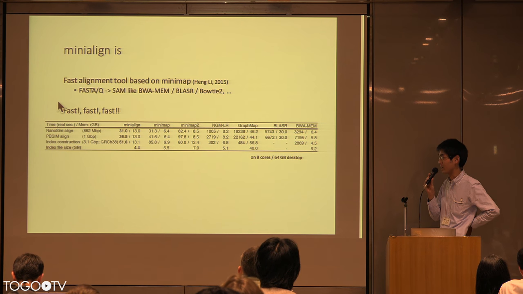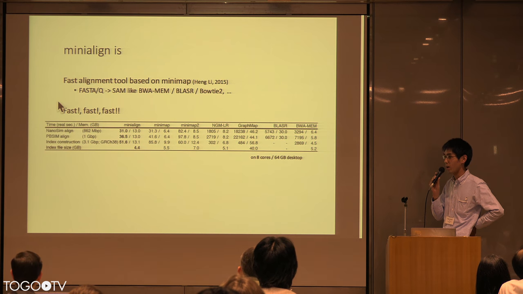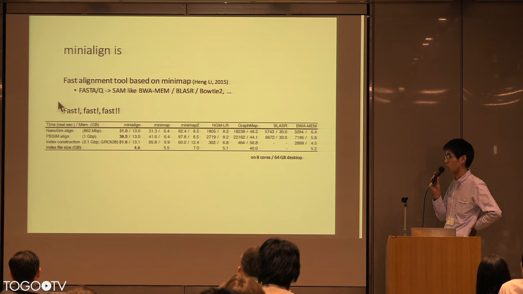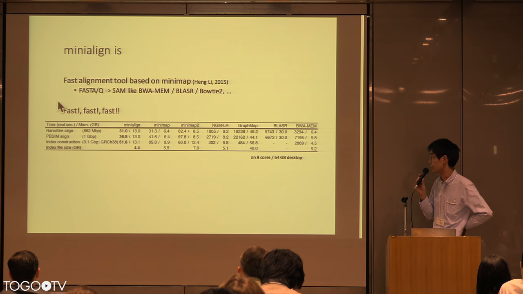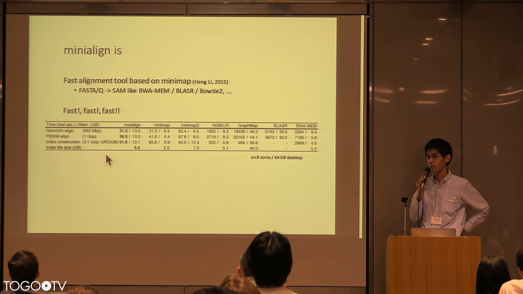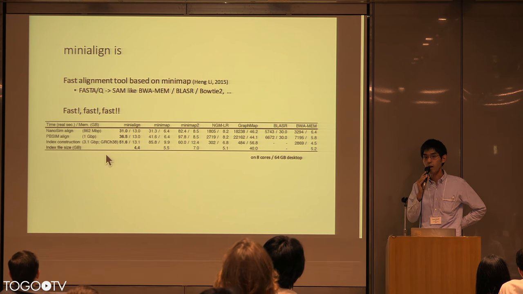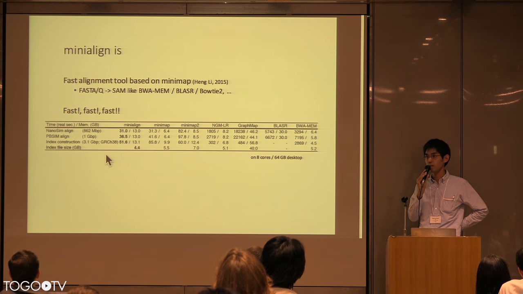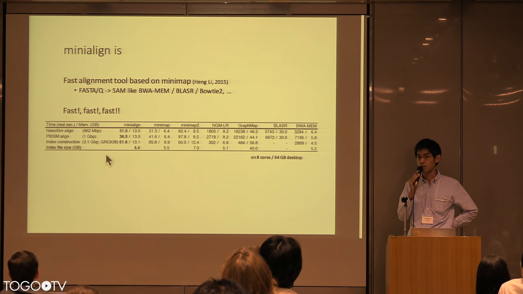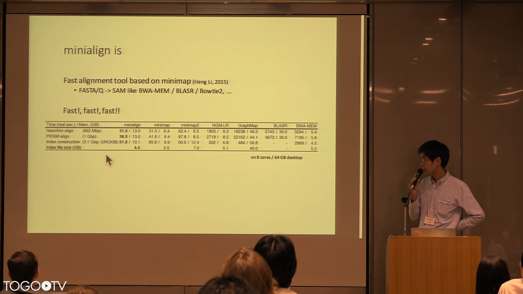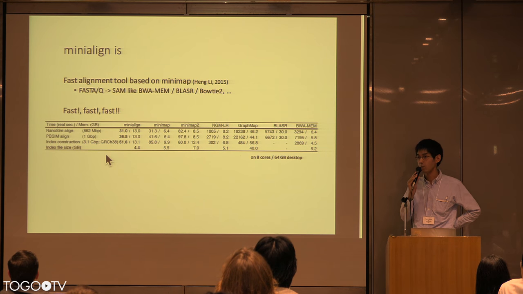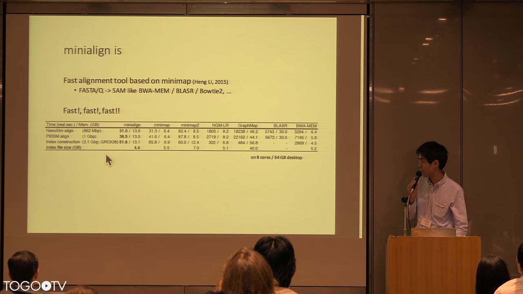And minialign is my answer to this problem. It's a fast alignment tool designed for PacBio and Nanopore long reads. It's very fast, it can align 10 gigabases of human genome reads onto the haploid human reference sequences within 5 minutes on an 8-core desktop computer. It is even possible to run such a task on your laptop with 16 gigabytes of memory.